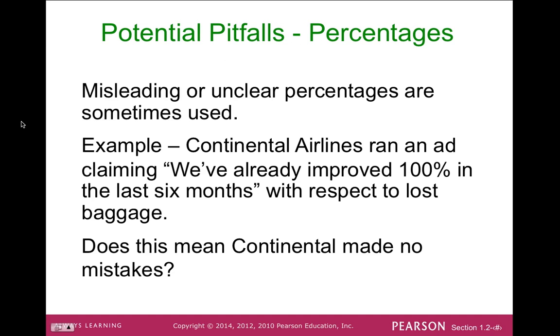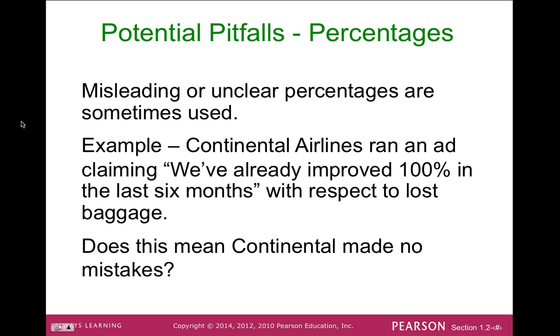Another potential pitfall is percentages. Misleading or unclear percentages can sometimes be used, and oftentimes they're strategically used by people to try to persuade readers in a particular way. For example, Continental Airlines ran an ad claiming, "We've already improved 100% in the last 6 months with respect to lost baggage." So the question you have to ask yourself is, what does that 100% mean? Does that mean that Continental made no mistakes in the last 6 months? Certainly not.